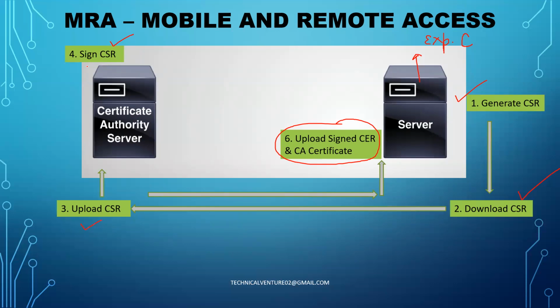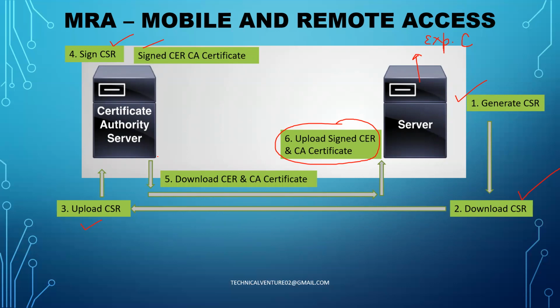Once the certificate is signed, you can see Sign CSR, and then you will get the signed CER and CA certificate. Then you will download that CER and CA certificate. This signed CER and CA certificate you will get from the certificate authority server. I'll show you how we can download the CER and CA certificates. Once you download them from the authority server, you need to upload this signed CER and CA certificate on the server through which you generated the CSR, right?